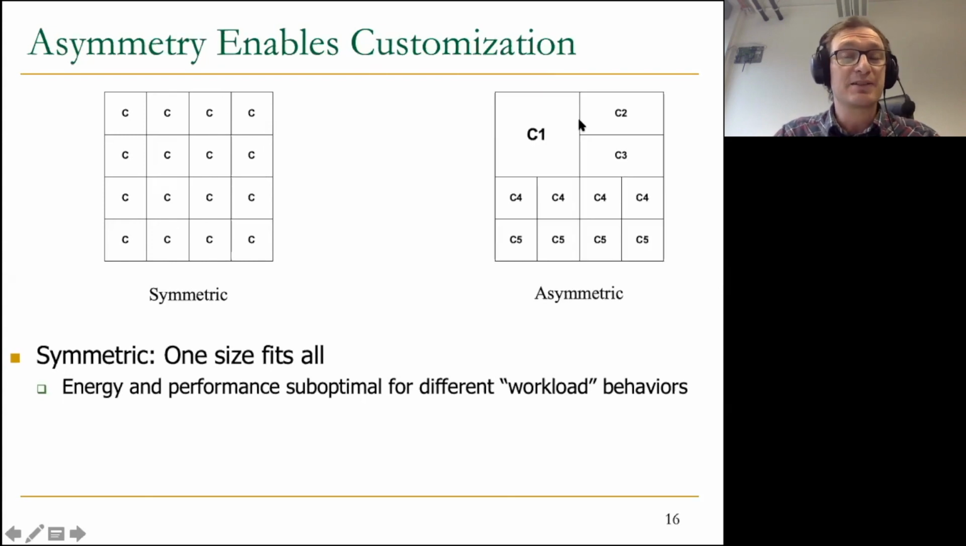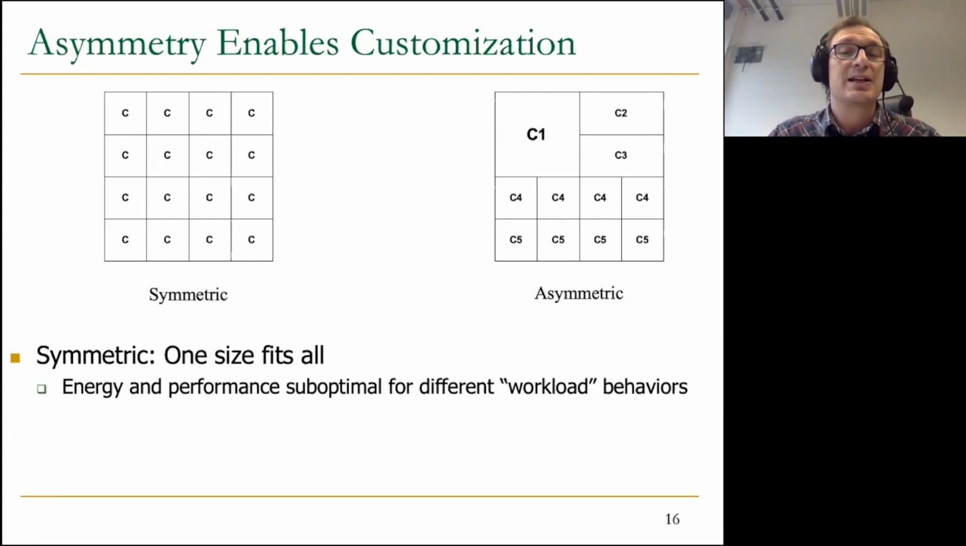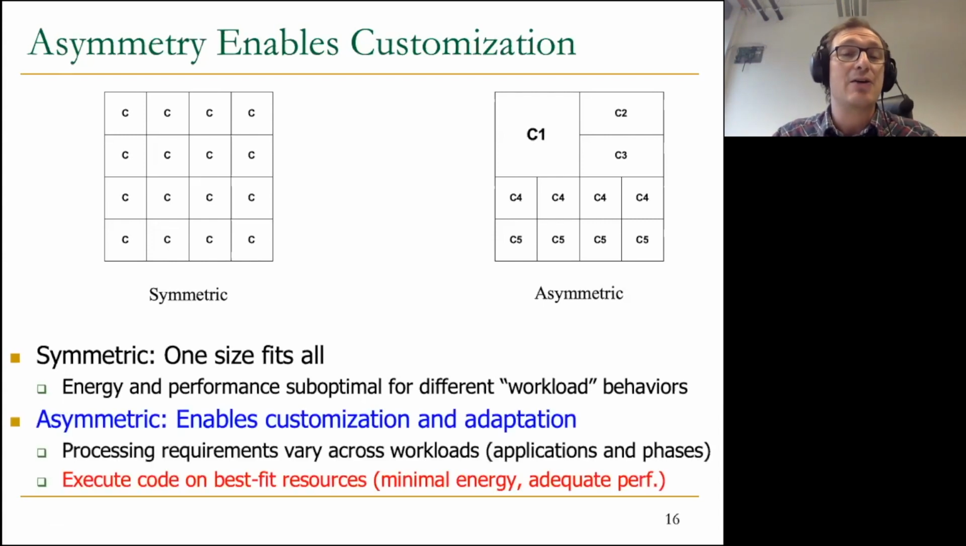Whereas having multiple granularities that look like this is an example asymmetric system. Again, this could be any resource, but it could be cores, maybe a big core, 2 medium cores, and a bunch of small cores, right? And maybe they have different characteristics, C4 and C5 in some way. So this is clearly asymmetric, right? And now you have the opportunity to customize and adapt.